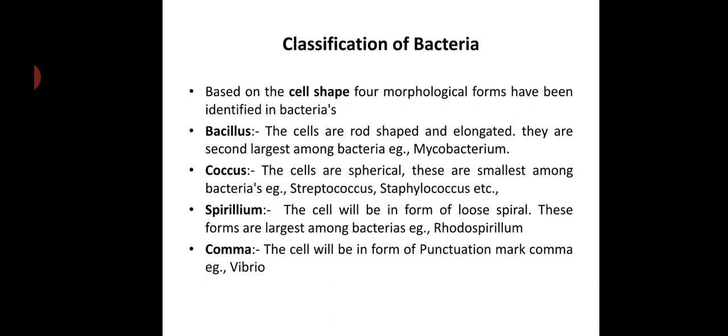Second is the Coccus. In this case, the cells are spherical. These are smallest among bacteria. Example, Streptococcus, Staphylococcus, etc. Third group is Spirillum. The cells in this group will be in the form of loose spirals, and these forms are largest among bacteria. Example, Rhodospirillum. And the fourth group is comma shaped. The cell will be in the form of a punctuation mark. Example, Vibrio.